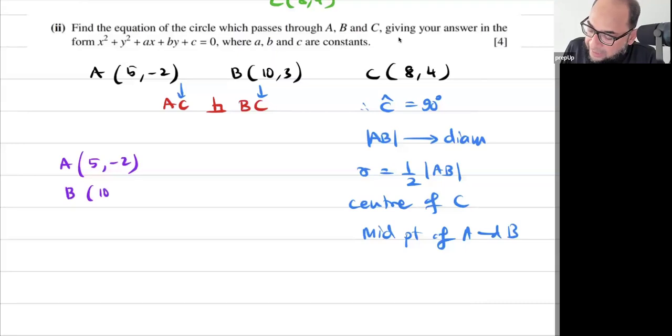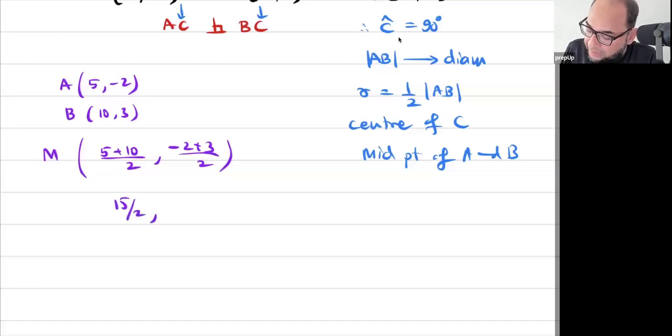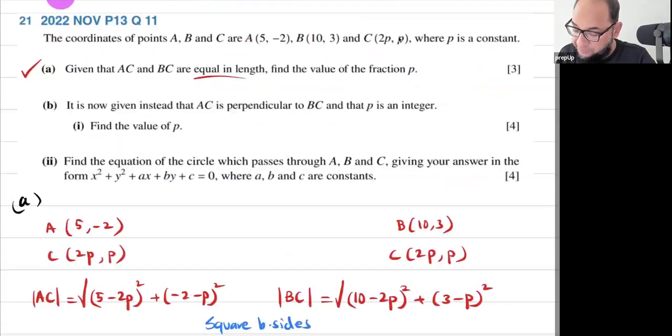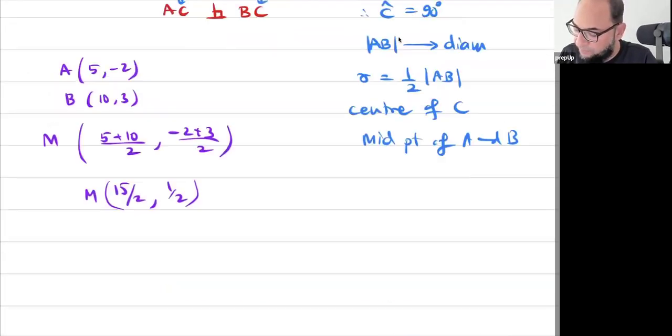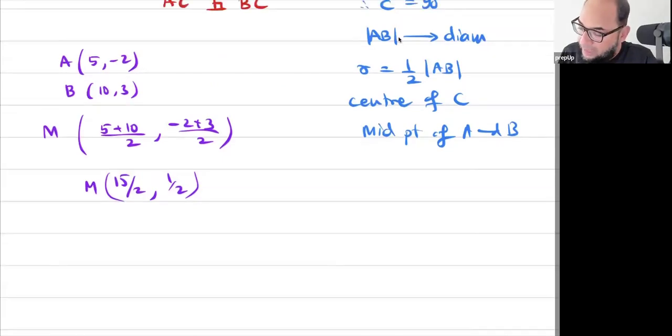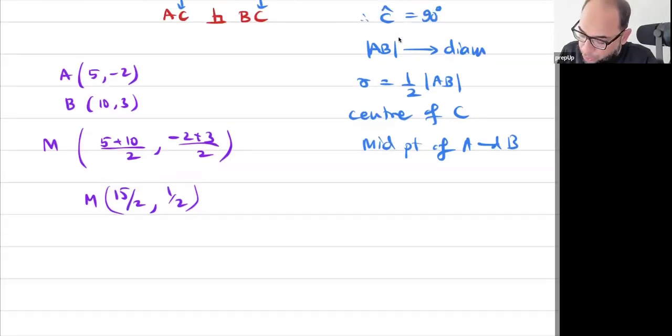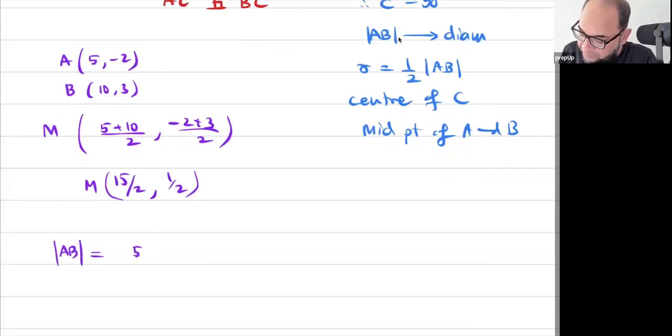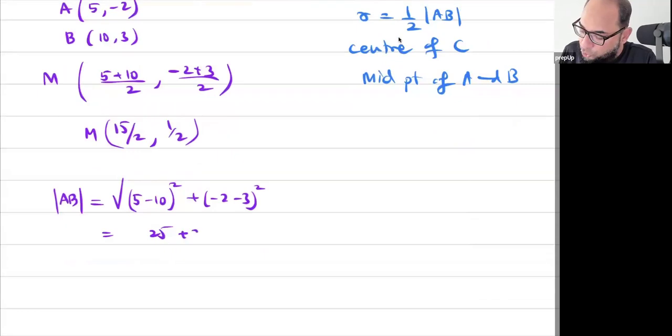So now first of all, let me write A, (5, negative 2). Let me write B, (10, 3). Let me calculate the midpoint: (5 plus 10) divided by 2, (negative 2 plus 3) divided by 2. That is 15 over 2, that is 1 over 2. I think I used this number somewhere else. That must be another question. We did so many questions, so it is someplace else, the exact same coordinates. And what about the magnitude of AB? That is the square root of (5 minus 10) whole square plus (negative 2 minus 3) whole square. This is 25, this is also 25, square root. That comes out to be root 50.